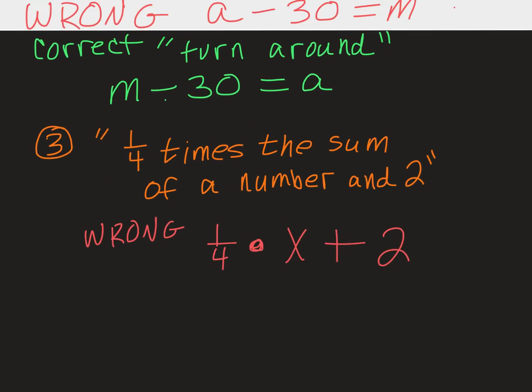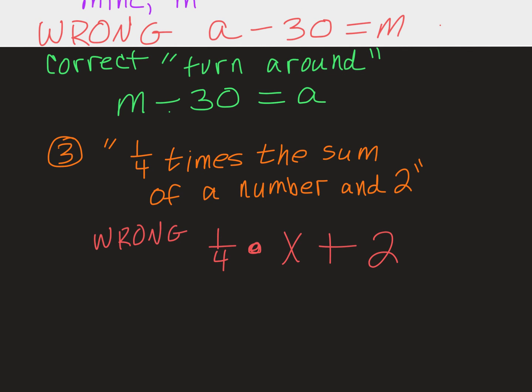What it is telling you to do when it says 1/4 times the sum, it's telling you to add first, right? Because if you don't have a sum, you can't take 1/4 of it in the first place, right? So you need to get that sum before you multiply it by 1/4. Because it's saying, get a sum and then take 1/4 of it. But the way I have it written right now, does this ring a bell to anybody?